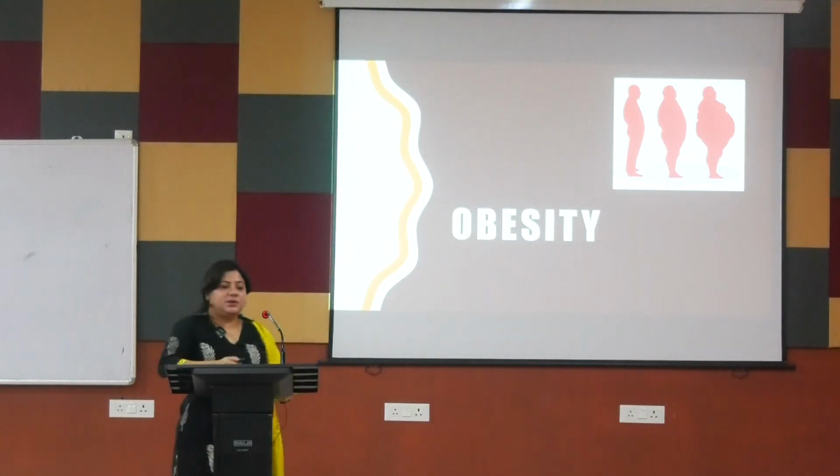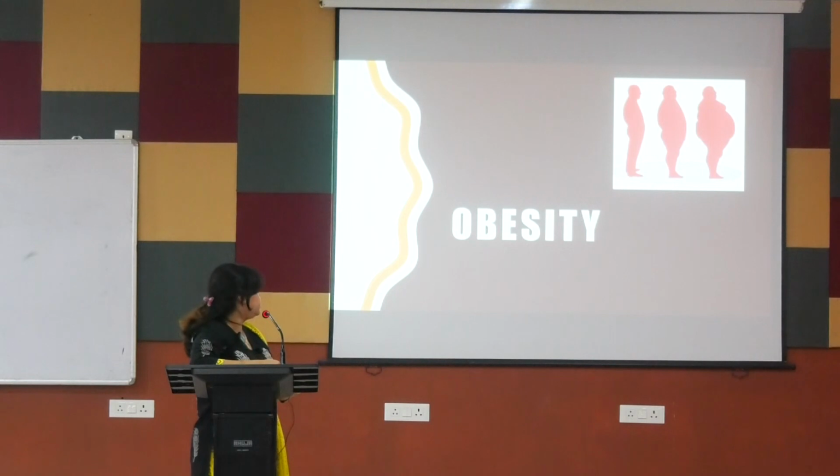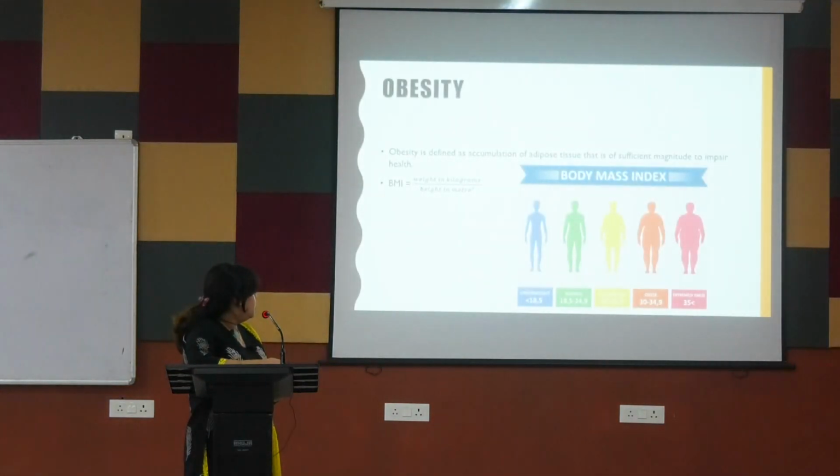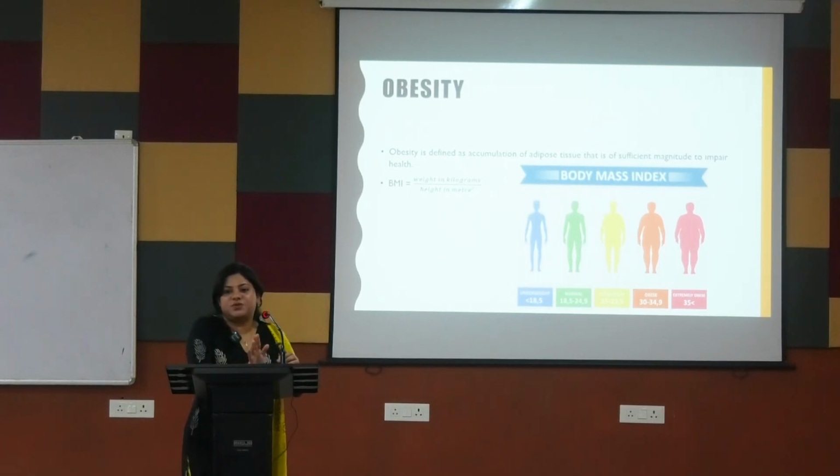Next, obesity. Now, what is obesity? Obesity is defined as accumulation of adipose tissue that is of sufficient magnitude to impair health. So in a roundabout way, it is saying too much fat, which is not maintaining the person's health.